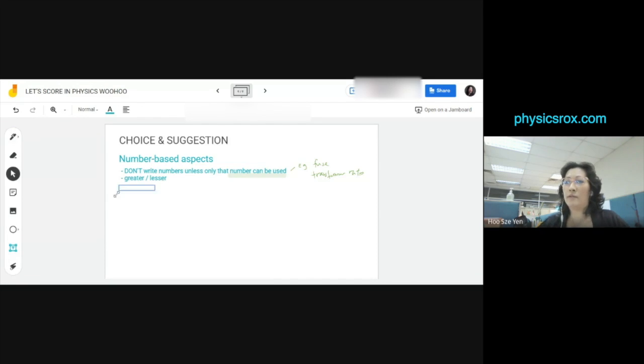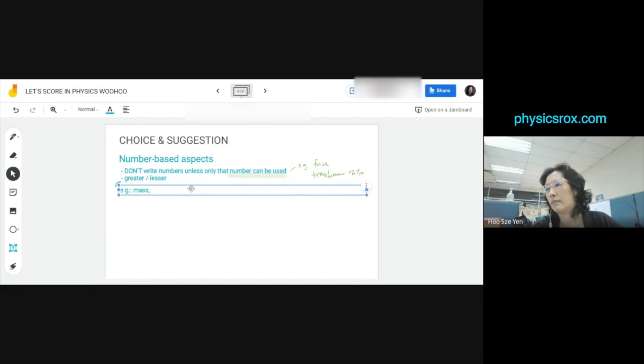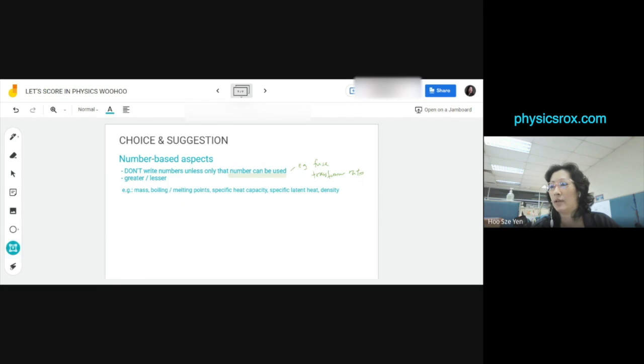So examples of number-based aspects would be like mass, boiling and melting points, specific heat capacity, specific latent heat, density. What other is there? Materials.